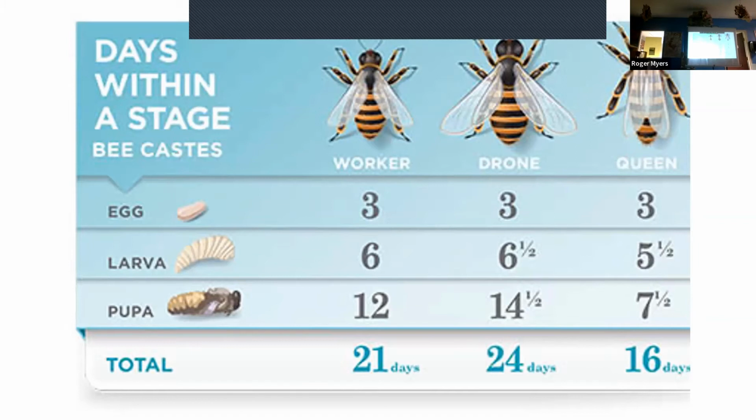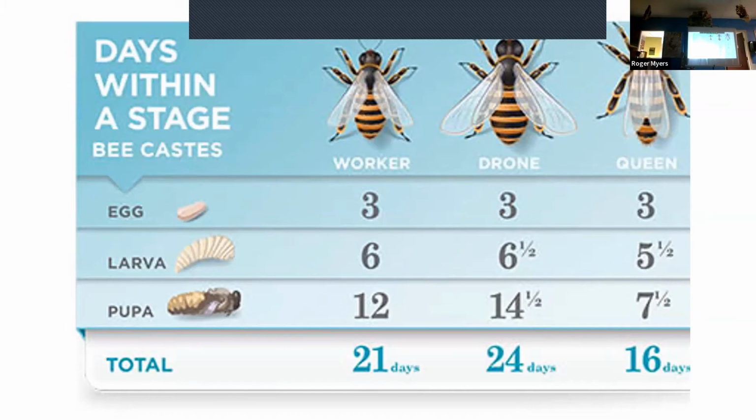But what you'll see here is queens take the least amount of time. And that's because they get fed the most amount of food. And also, when honeybees are making a queen, they need a queen. They're not going to mess around. They're going to try to get this queen developed as quickly as possible.